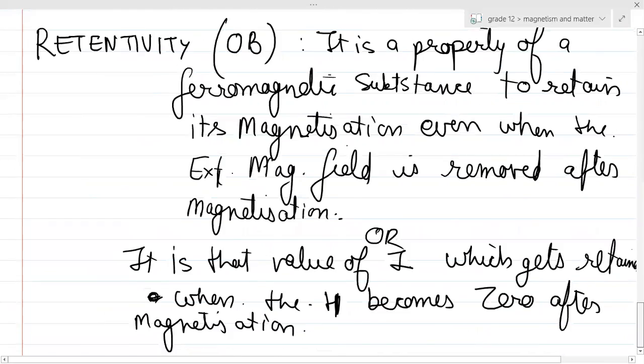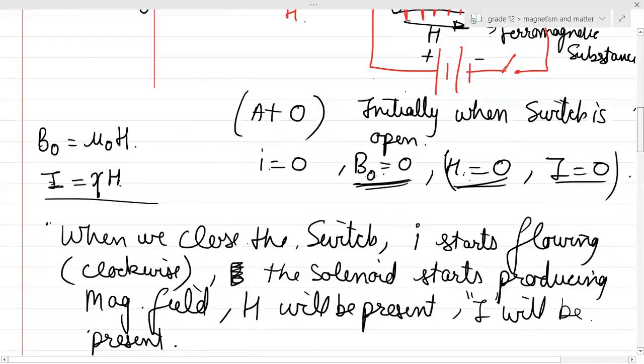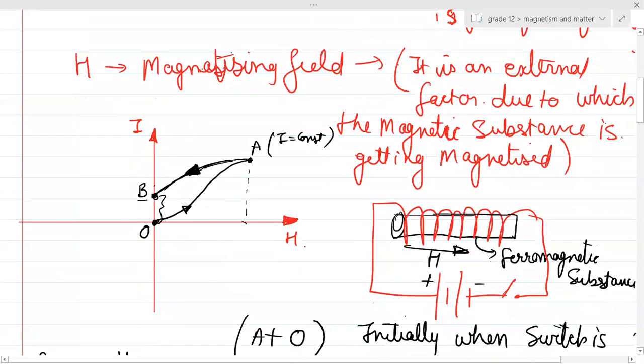Is this clear, guys? Did you understand the graph from O to A and A to B? The first quadrant is done. Now let's come to the second quadrant.